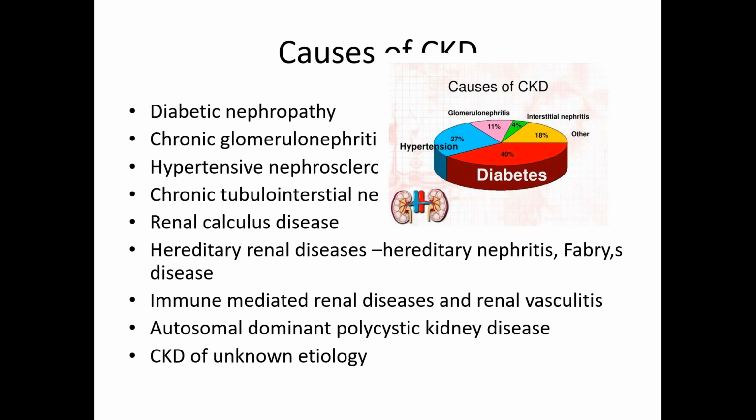So the important causes of the chronic kidney disease are the diabetic nephropathy, hypertension, sclerosis, chronic glomerulonephritis, chronic TIN, renal calculus disease. Then there are certain heredofamilial diseases such as the Alport syndrome and the Fabry disease. Then there are certain immune-mediated kidney diseases like the SLE and the renal lupus nephritis, renal vasculitis. Certain genetic diseases like the polycystic kidney disease are the important causes of chronic kidney disease.